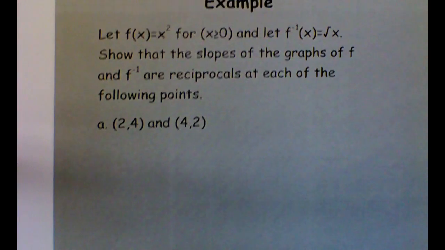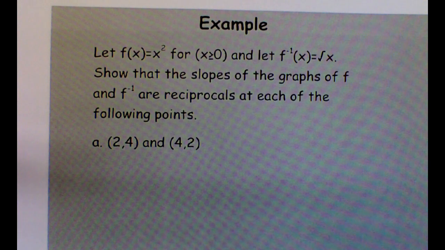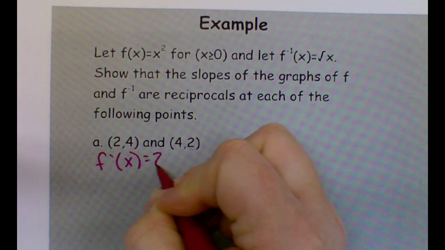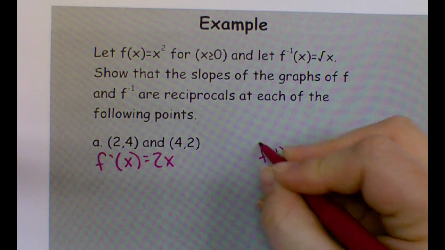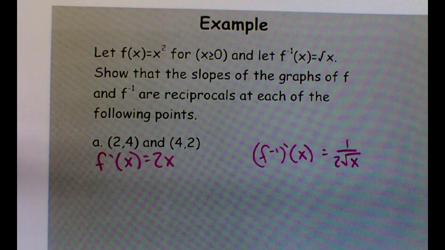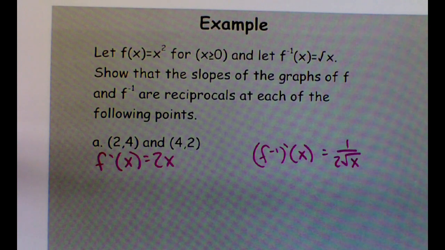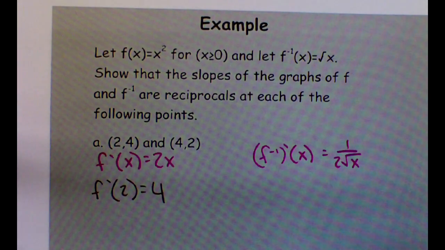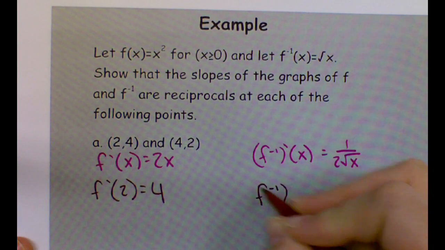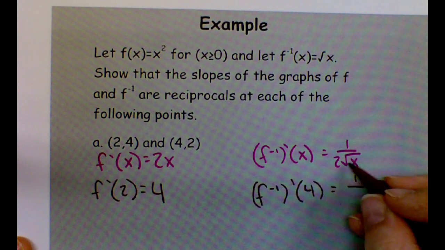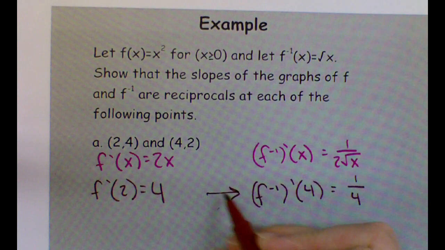Let's try another one. We're going to show that the slopes of these two functions are reciprocals at each of these points. So let's find the derivative of f of x, which is 2x. And the derivative of the inverse is 1 over 2 square root of x. All right, at (2, 4), the derivative at 2 is 4. Cool. The inverse's derivative, when x is 4, is 1 over 2 square root of 4, which is 1/4. Oh, look, those are reciprocals.